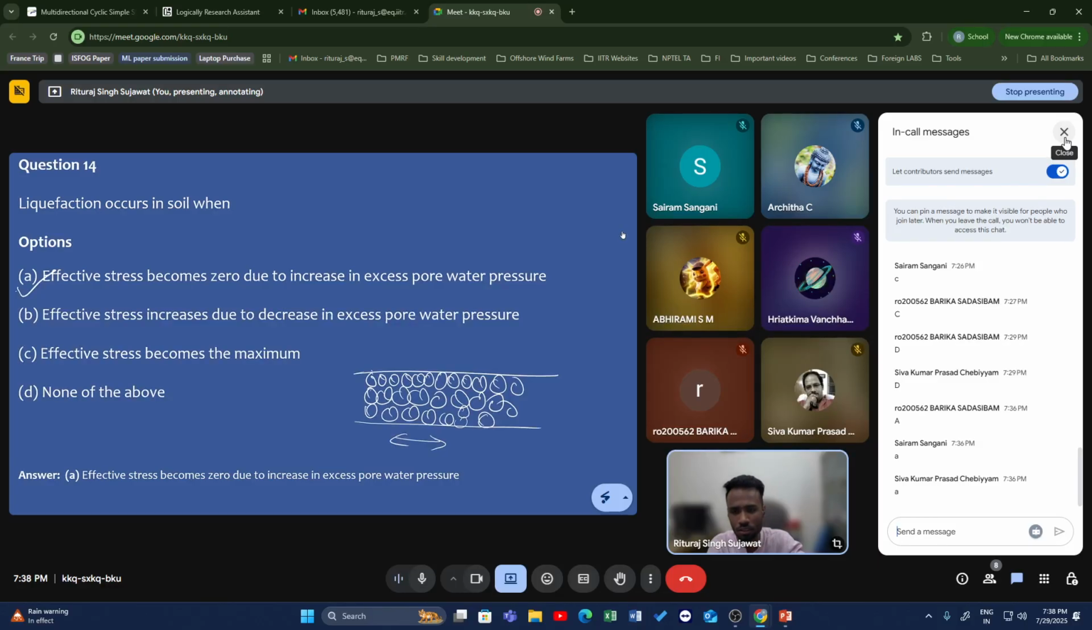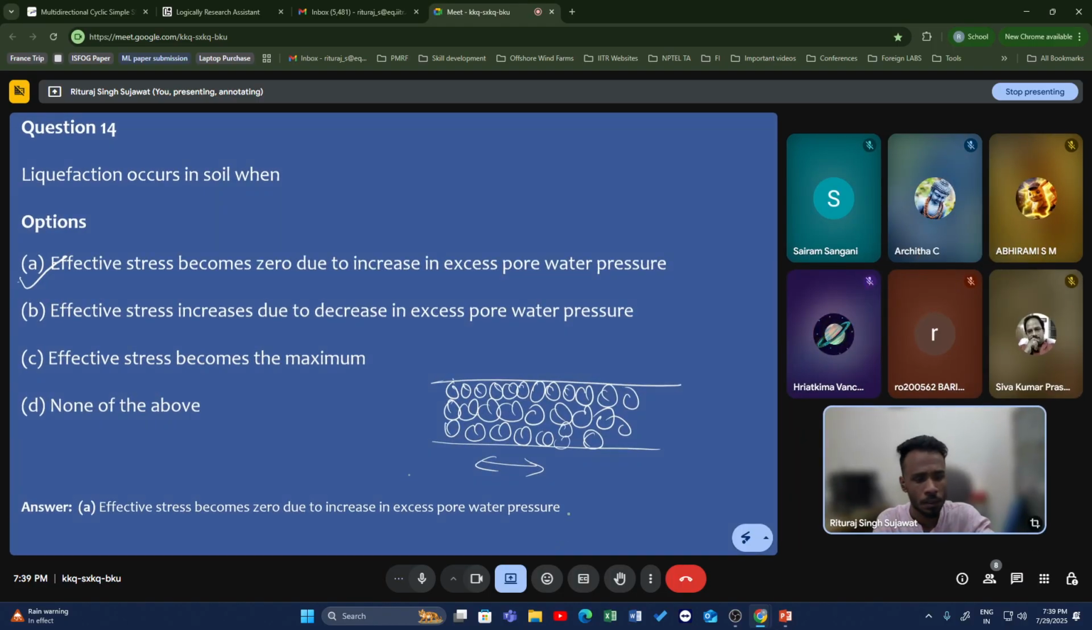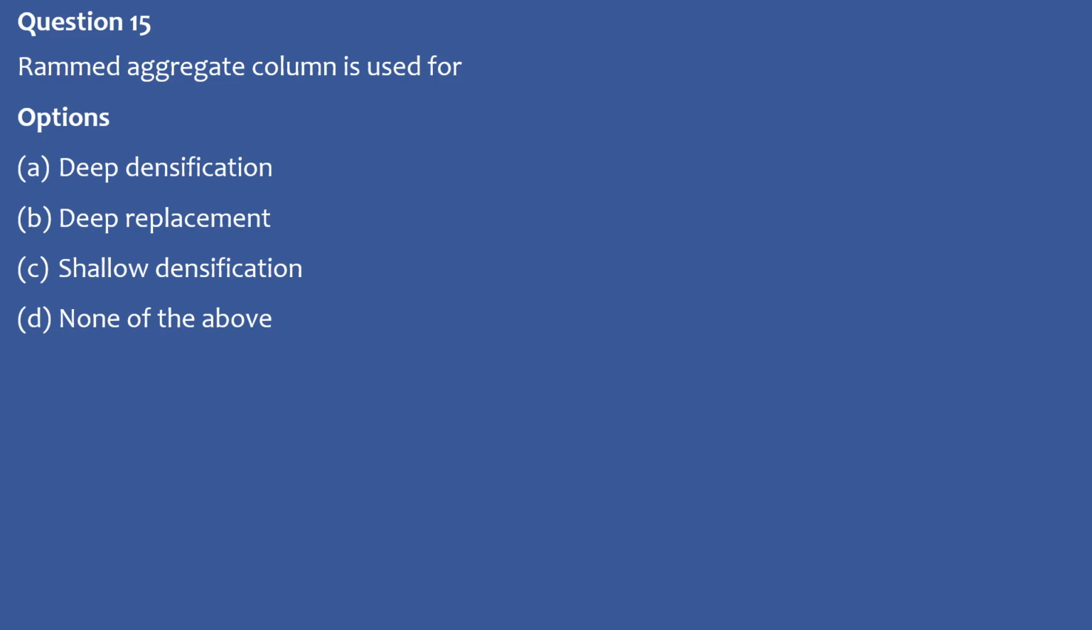Oh, that's great. Otherwise, if anyone wants to have a discussion upon this, please feel free to ask. If not, then let's move to our next question, question number 15. Rammed aggregate column is used for.